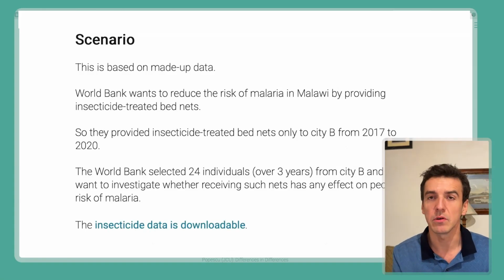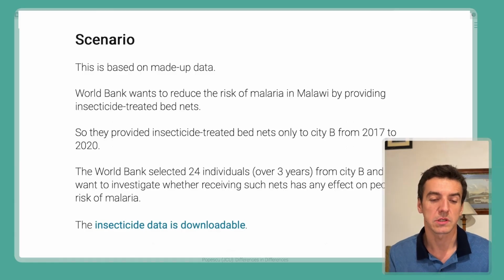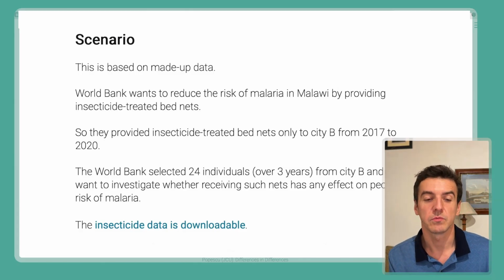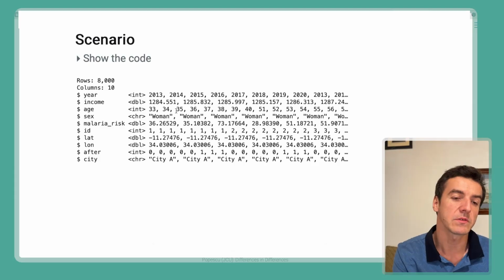You can download the insecticide malaria dataset by clicking on this link. That's going to take you to a Dropbox link. You can download the CSV file and then you can run it on your own machine. Once again, this is made up data, so this data doesn't really reflect any reality on the ground. We have 8,000 observations.